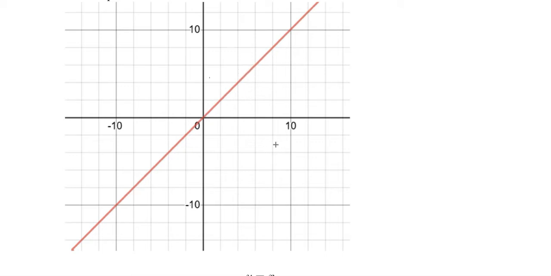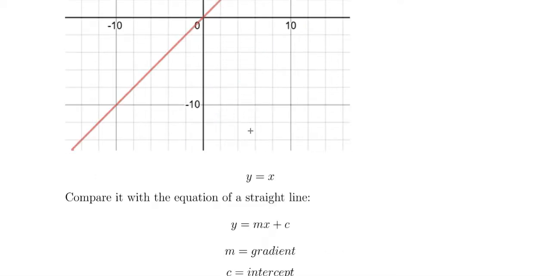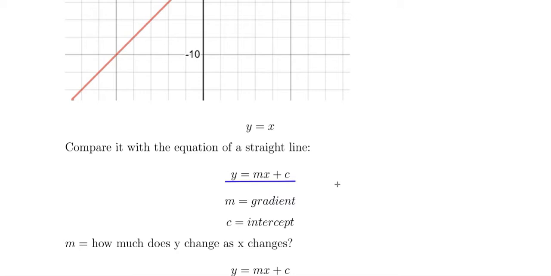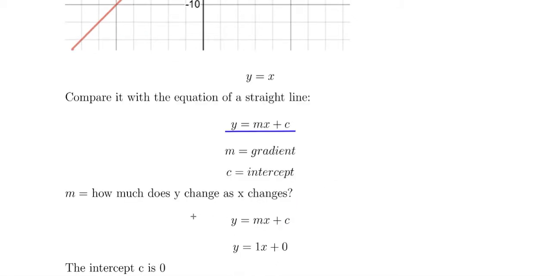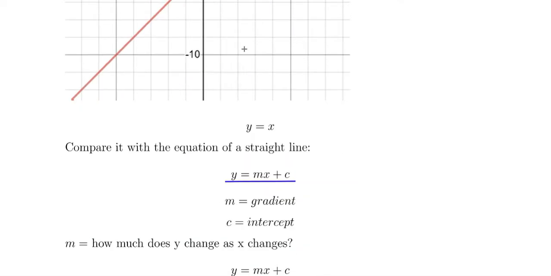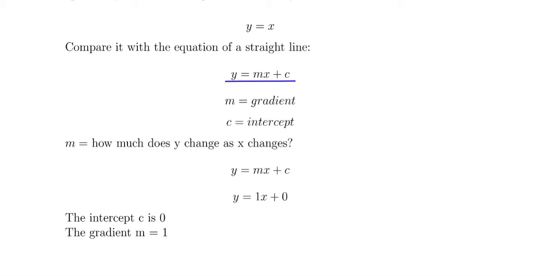But the point that we need to be aware of is that there is a way to recognize and describe these straight lines. The equation that is used is y equals mx plus c. M being the gradient and c being the intercept. So we can take y equals x as just an example of a straight line and see how we can apply it to this equation to illustrate the fact that straight line graphs come in this form, y equals mx plus c.